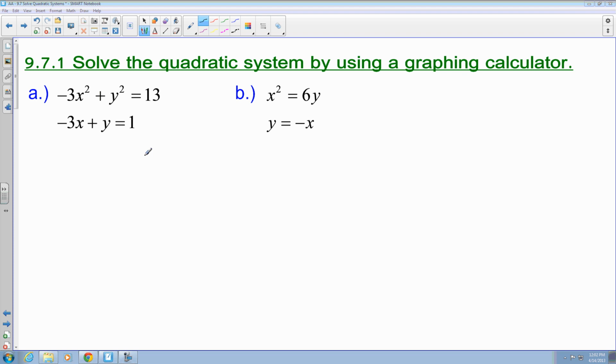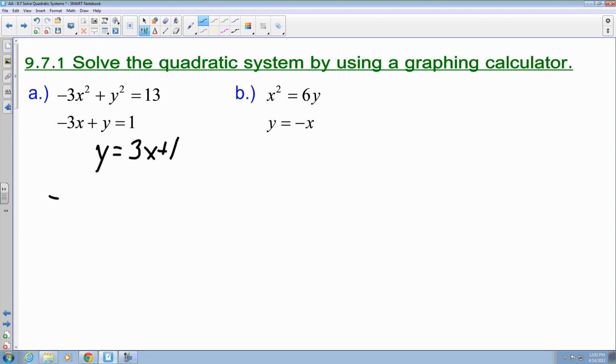I have negative 3x squared plus y squared equals 13, and negative 3x plus y equals 1. The second equation looks to be a line, and the top equation looks to be an ellipse. So here I'm going to use substitution. First off, I'm going to get this to be y equals 3x plus 1, and I'm going to substitute that into my top equation.